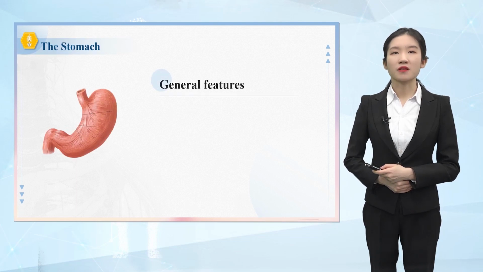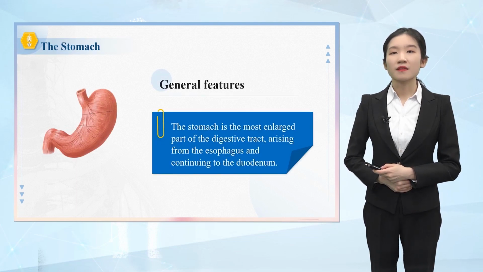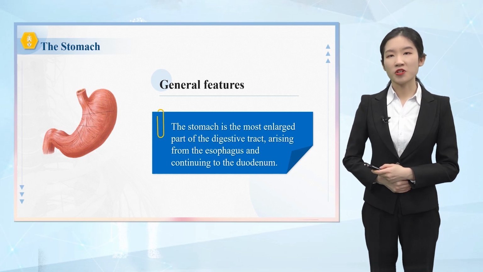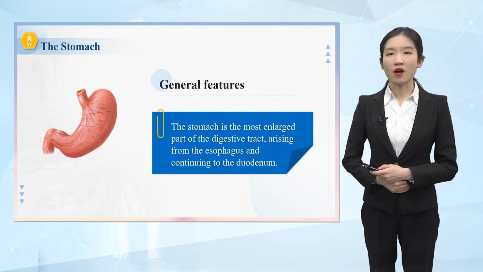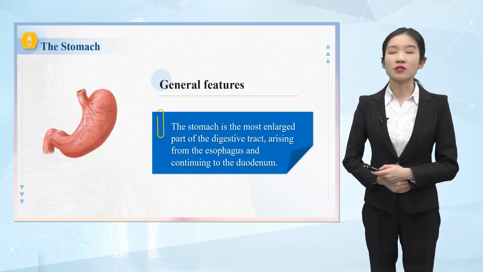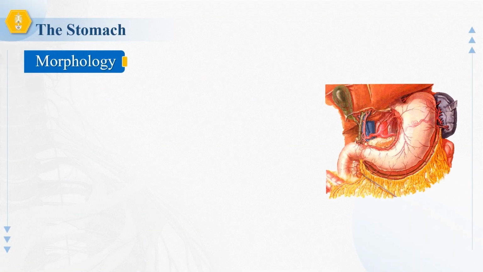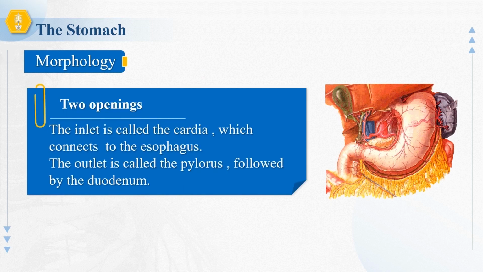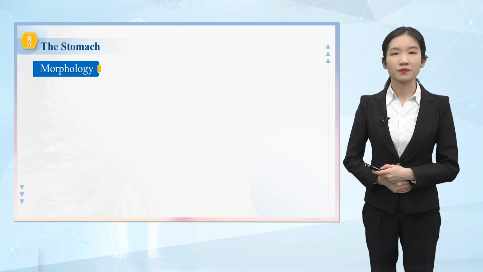Now let's talk about the stomach. The stomach is the most enlarged part of the digestive tract, arises from the esophagus and continues to the duodenum. Morphology. It has two openings. The inlet is called the cardia, which connects to the esophagus. The outlet is called the pylorus, followed by the duodenum.